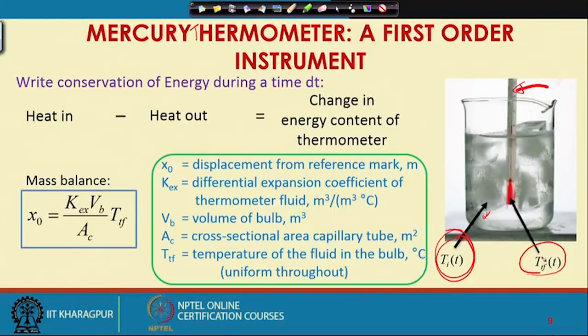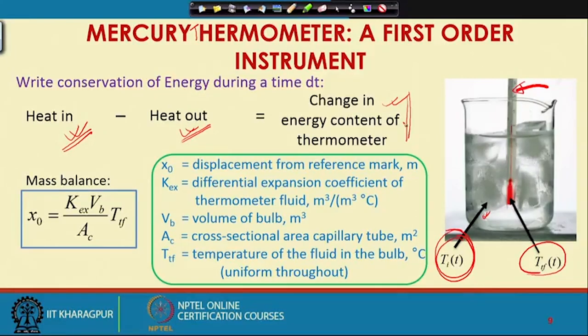So, now the energy balance equation is heat in to the thermometer minus heat out from the thermometer equal to change in energy content of the thermometer. So, let us look at the bulb of the thermometer, because that is where this energy exchange is taking place. So, heat in to the mercury bulb, heat out from the bulb, and change in energy content of the bulb of the thermometer. Let us make certain assumption that there is no heat loss.